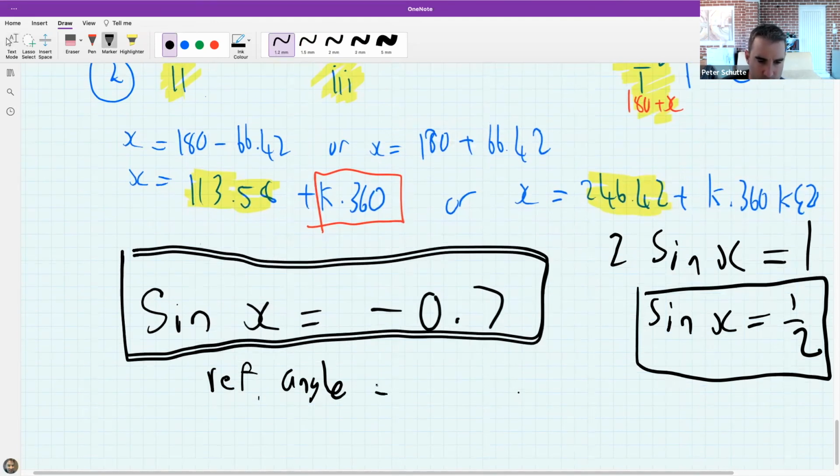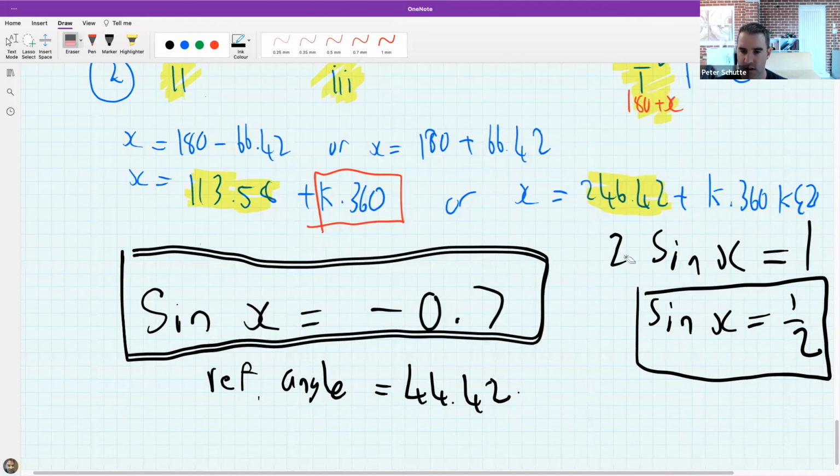Okay, sir. Thank you. Okay, so let's try and get this reference angle. Shift sine, I ignore my negative, and I should get 44.42. Now ask yourself, which quadrants am I dealing with as I go to do this now?